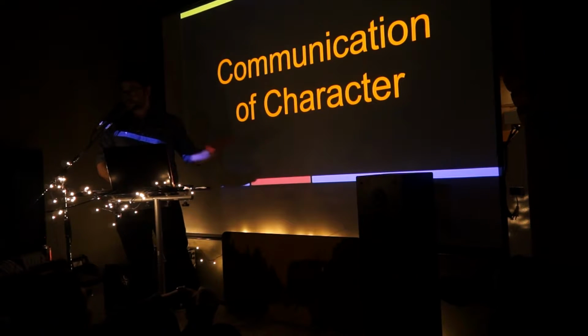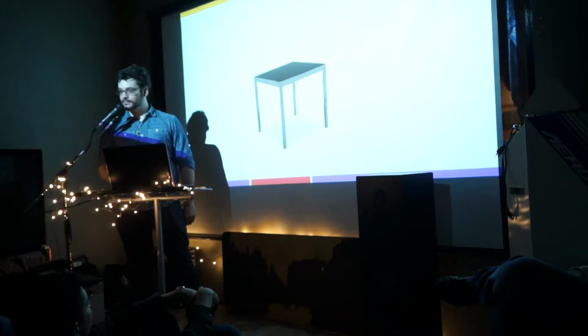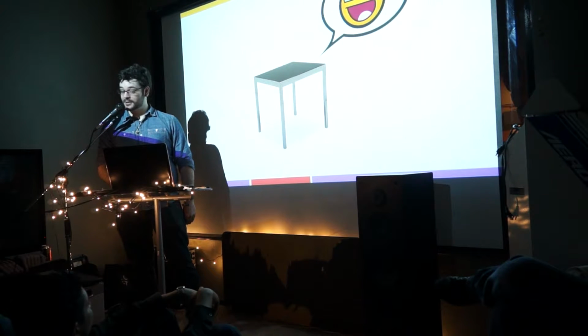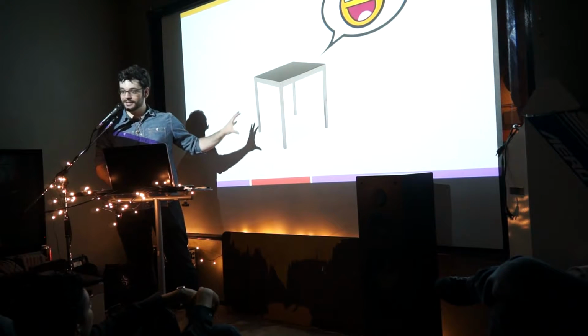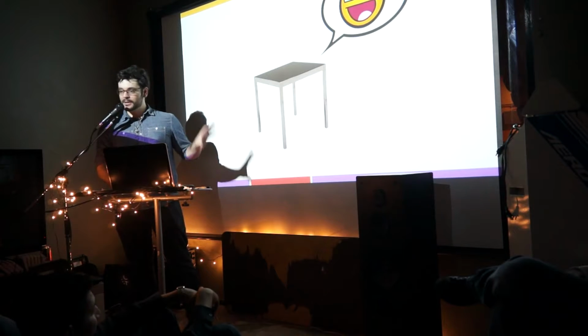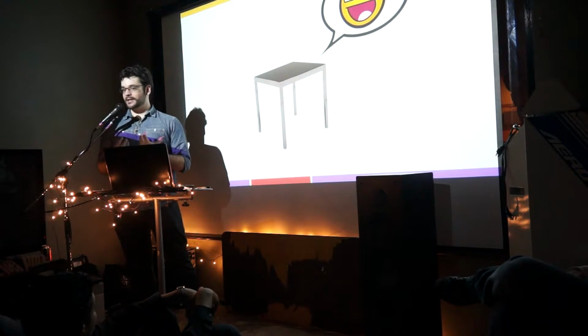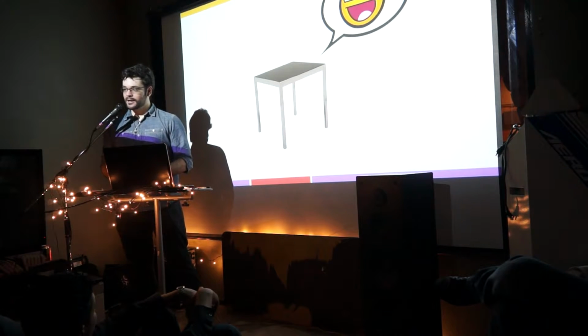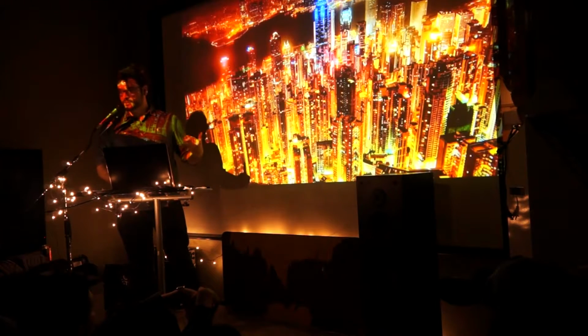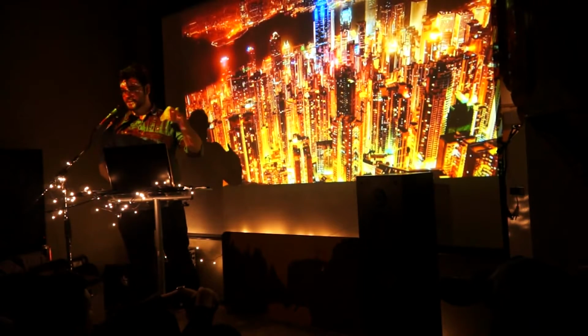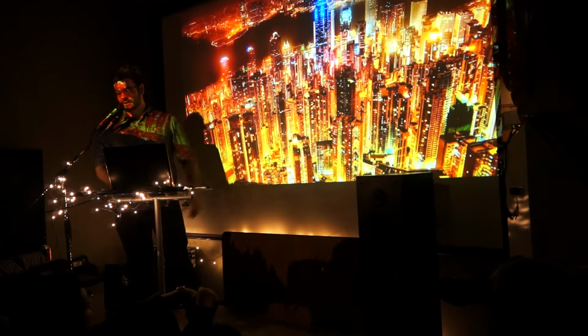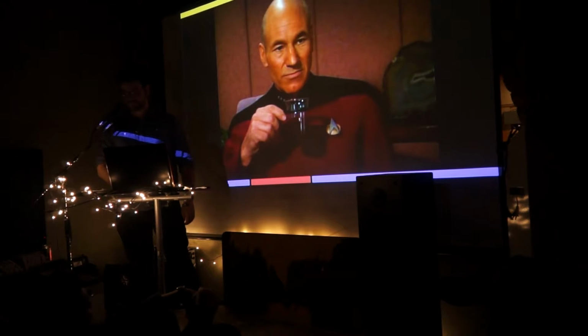Okay, next one, communication of character. Look at this table. It's a happy table. In fact, it's a creepily happy table. Now, you're all judging this creepily happy table. Poor creepy table. But what I've just done there is I've communicated its character. You've gone from just looking at it to either sympathizing with it, judging it, rejecting it. This is what separates character from merely telling something or evoking something. Anything can have character. A city, a table, even a person.